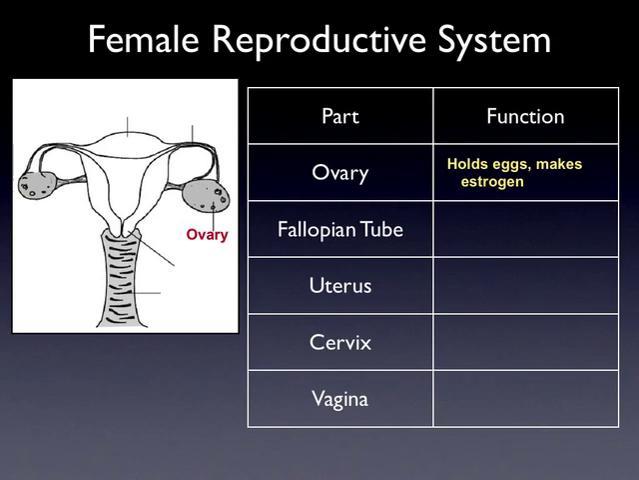So the ovary releases hormones like estrogen into the blood, which is responsible for female secondary sex characteristics. But also, once every 28 to 32 days, it allows an egg cell to mature and releases an egg cell.